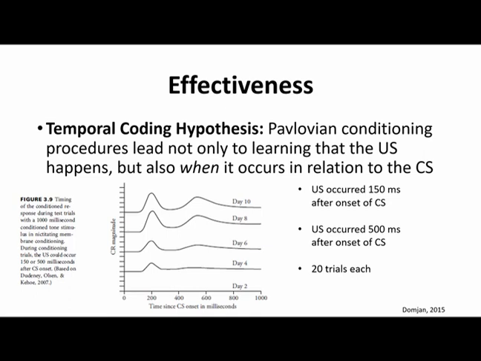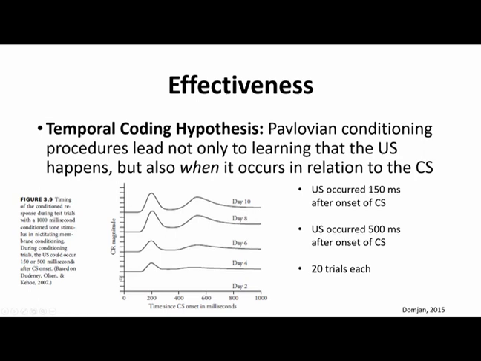An interesting little aside here before we get into inhibitory conditioning, we're going to talk very briefly about the temporal coding hypothesis. And this basically tells us that Pavlovian conditioning procedures lead not only to us learning that there is an association between the US and the CS, but we also learn when the US occurs in relation to the CS.